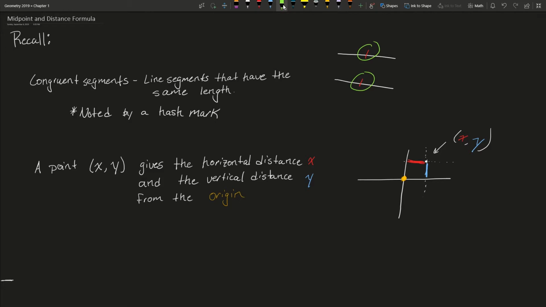The second thing are coordinate points. So a point (x, y) gives the horizontal distance x and the vertical distance y from the origin. So on this graph over here, the x coordinate gives the horizontal distance from the origin, and the y coordinate gives the vertical distance from the origin.